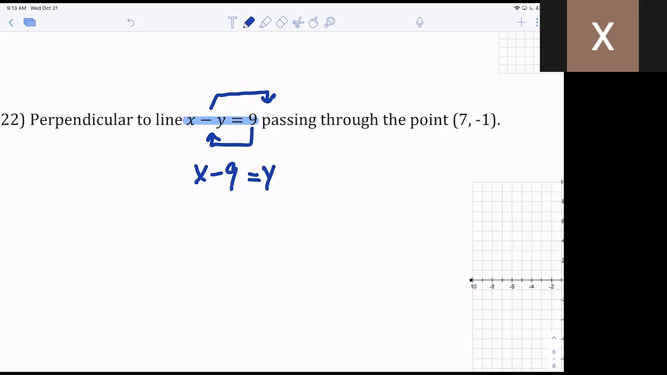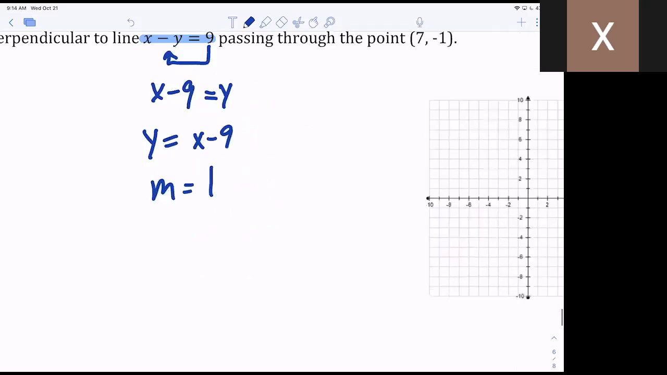All right, y equals x minus 9 is the slope-intercept form of this line, which means the slope here is what? 1. Anybody have a problem with the slope being 1? If the slope is 1, that means the slope of the perpendicular, who can tell me? Negative 1. Thank you. Because 1 is a fraction, 1 over 1.